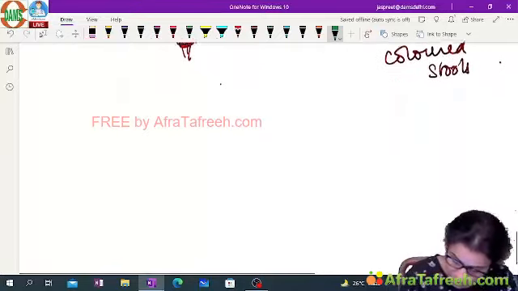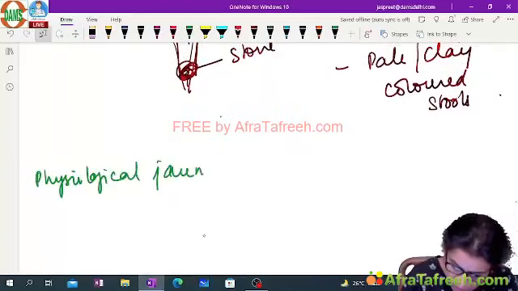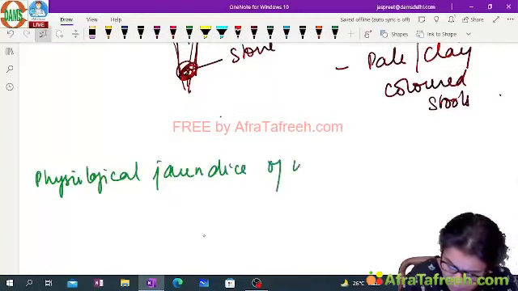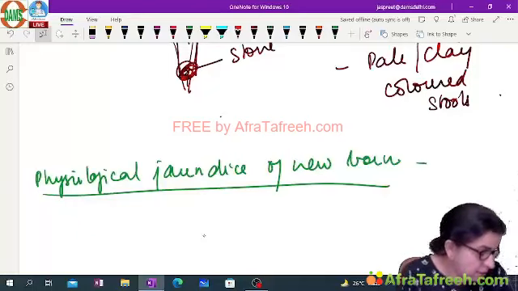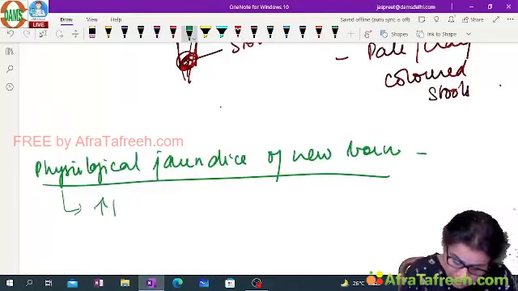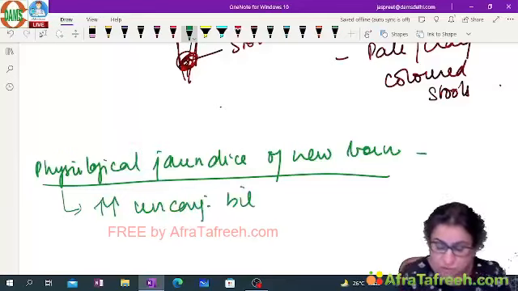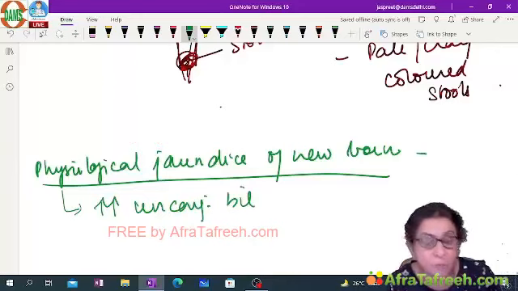Now a few lines on physiological jaundice of newborn. Physiological jaundice of newborn produces increased unconjugated bilirubin. So it's a cause for unconjugated hyperbilirubinemia.